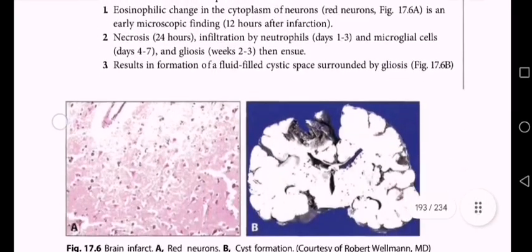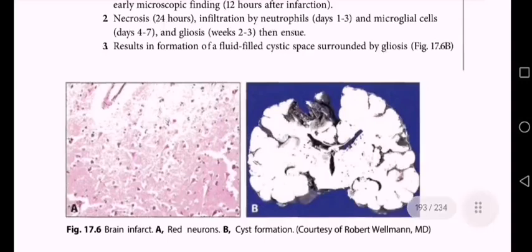And these are the pictures for the brain infarct, red neurons. This is basically how you would see the cyst forming. So that's all for the cerebrovascular diseases for today, and the rest of the CNS pathology would be discussed in the next video.